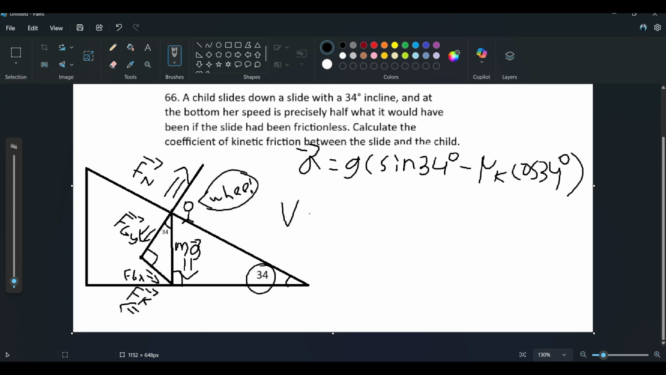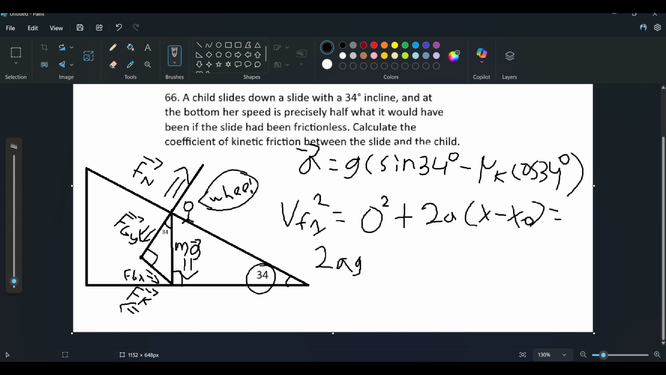By the kinematic equation, we have v, we'll call the velocity with friction vf1. So vf1 squared is equal to her initial velocity, which is 0, squared, plus 2 times her acceleration times her displacement. So we'll substitute this in for a, and then we'll have this displacement. The displacement is basically just the distance she travels along this incline, so we'll call it L.